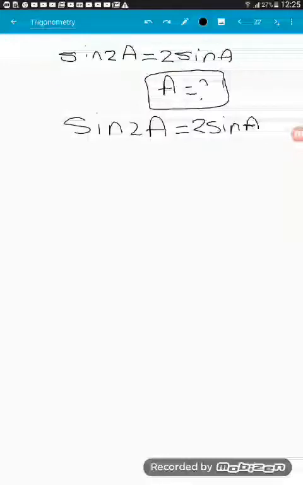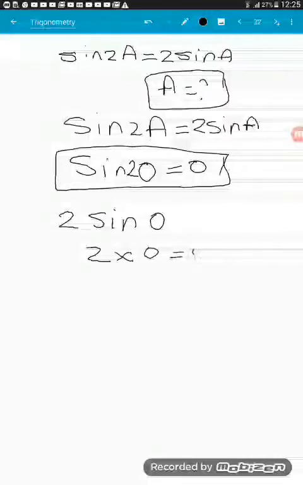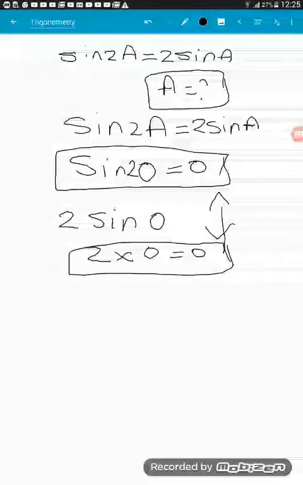For example, option A, 0 degree. Sin 2 into 0, or what is sin 0 degree? It is nothing but 0. So 2 into 0 is 0, so it will become 0. And 2 sin A, 2 sin 0 degree, 2 into 0, 0. So this can be perfectly correct, but still we will check the others.